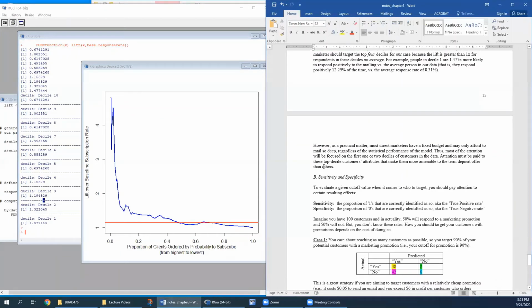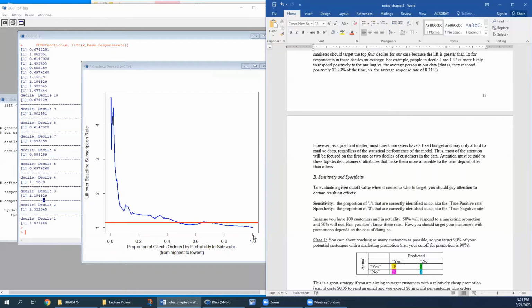Just as a practical matter, though, you should remember that most direct marketers have a fixed budget and they can only mail so deep. So this is kind of answering the question of, well, why not just reach out to everybody? Even the least likely person has some chance of saying yes. The answer is because time is money, and calling customers takes time and money and effort, and it's not always worth it. So you have to decide who to spend your budget on, because that budget is fixed. And so this suggests the top 40%, the top 4 deciles is appropriate in this data set.